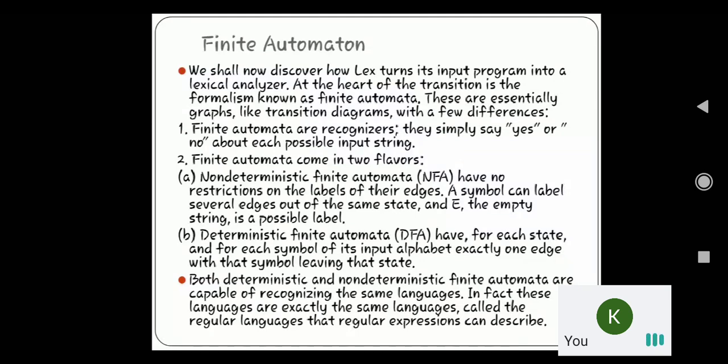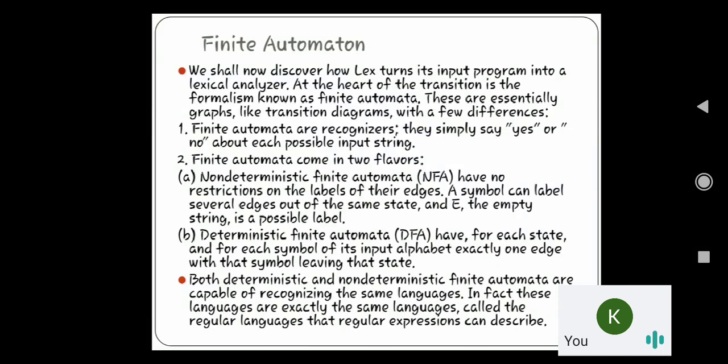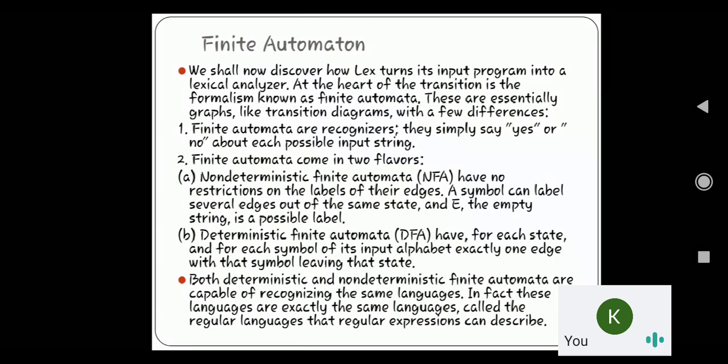So from the finite automaton, first we're going to divide it into two forms, NFA and DFA. From the NFA we're going to draw the transition diagram, and from the transition diagram we are going to draw the transition table. So this is the flow of this particular topic. Okay, and then coming to the presentation.